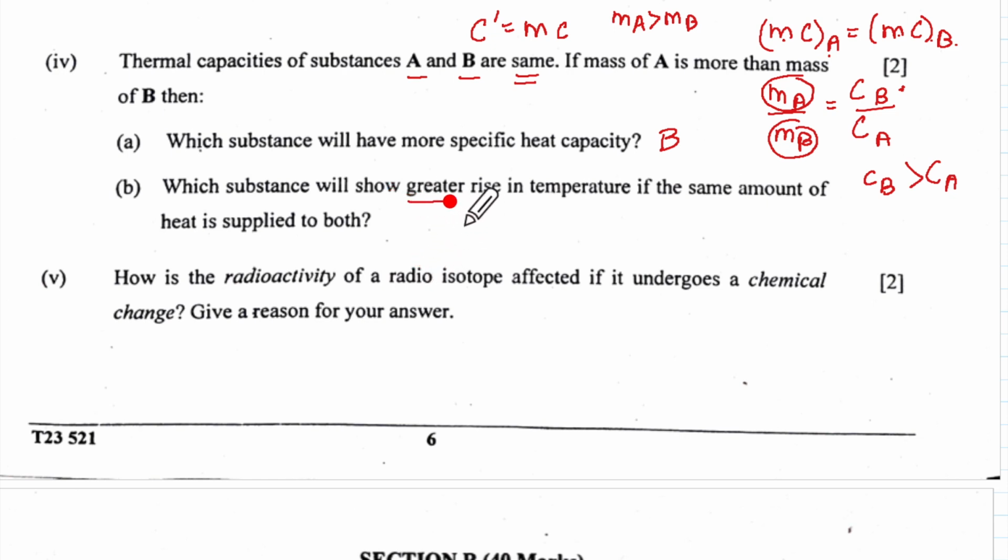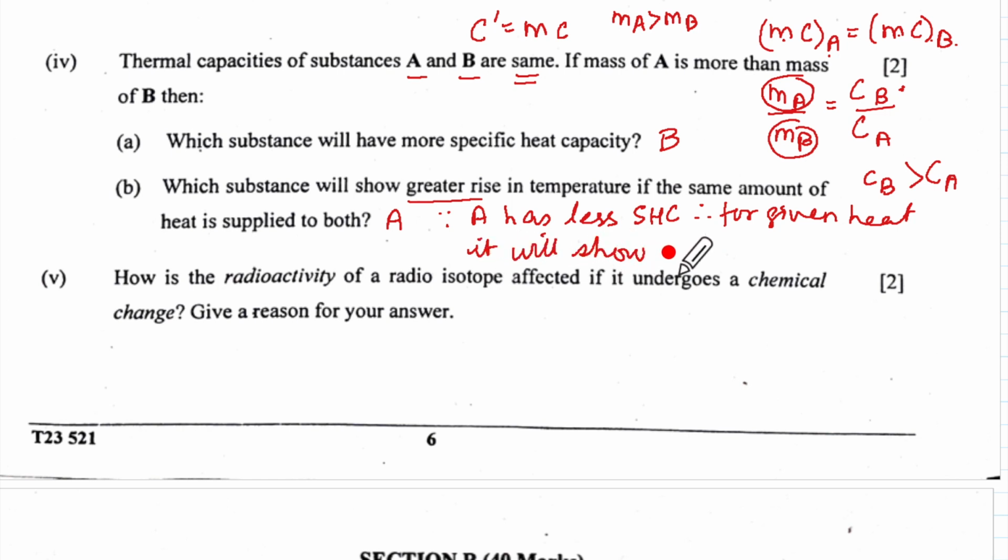Which substance will show greater rise in temperature for the same amount of heat supplied? The one which will show greater rise in temperature is the one which will have less SHC. So it will be A. And the reason will be since A has less specific heat capacity. Therefore, for given heat, it will show greater rise in temperature.